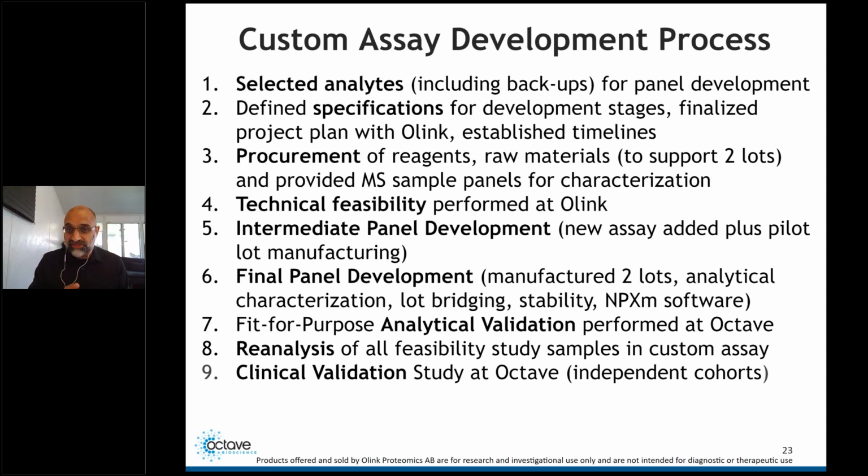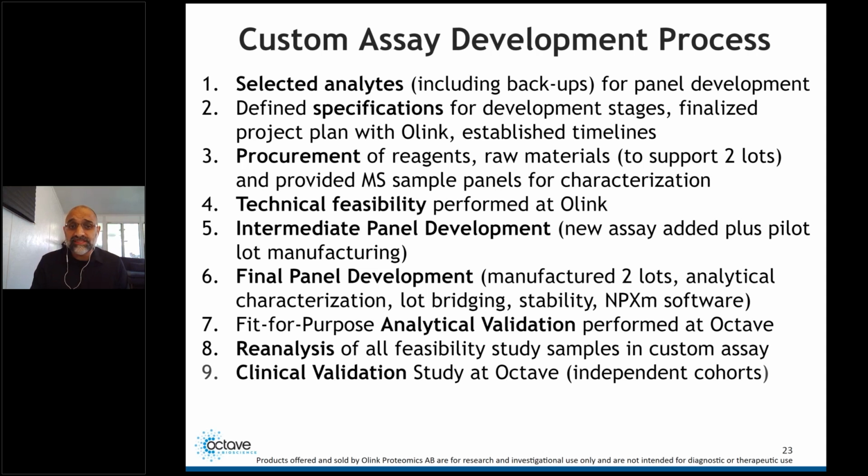manufactured, and the intent was to vary the raw materials and reagents to the extent possible so we could show equivalency and bridging between lots. We also provided MS sample panels for characterization to Olink at this point. So we had internal cohorts for which we provided a large volume of samples from our intended use population to Olink for them during their characterization process.